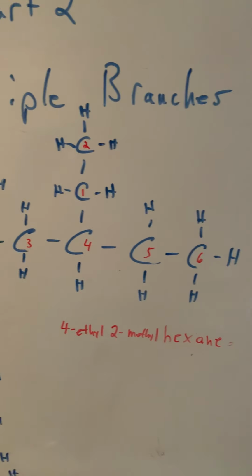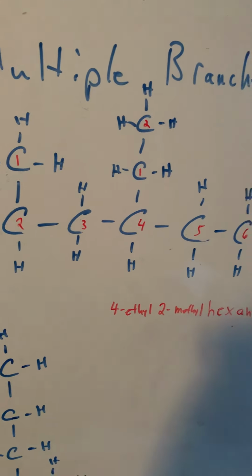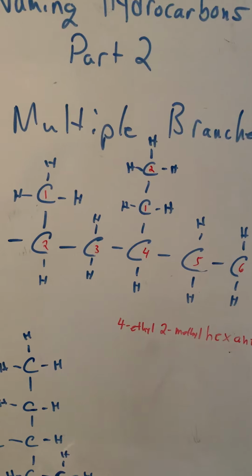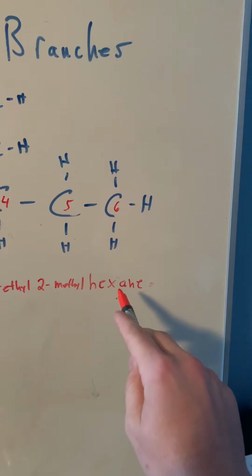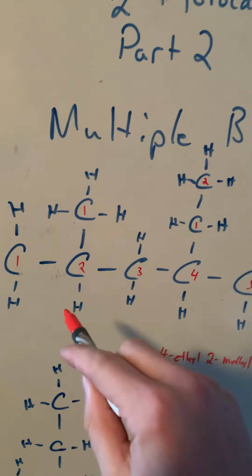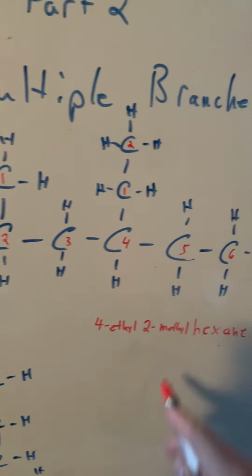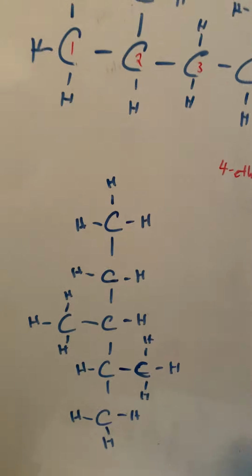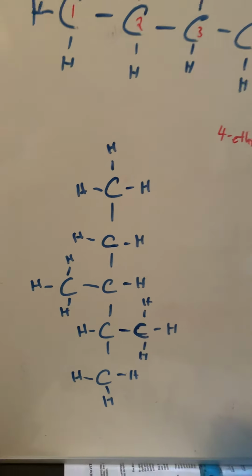Seems complicated, but if you take it step by step, it's really not so bad. Identify your main chain. Okay, name that one. Then just look for your branches and put your branches in alphabetical order. So here I have another one. I wrote this one vertically just to give a little bit different perspective here.